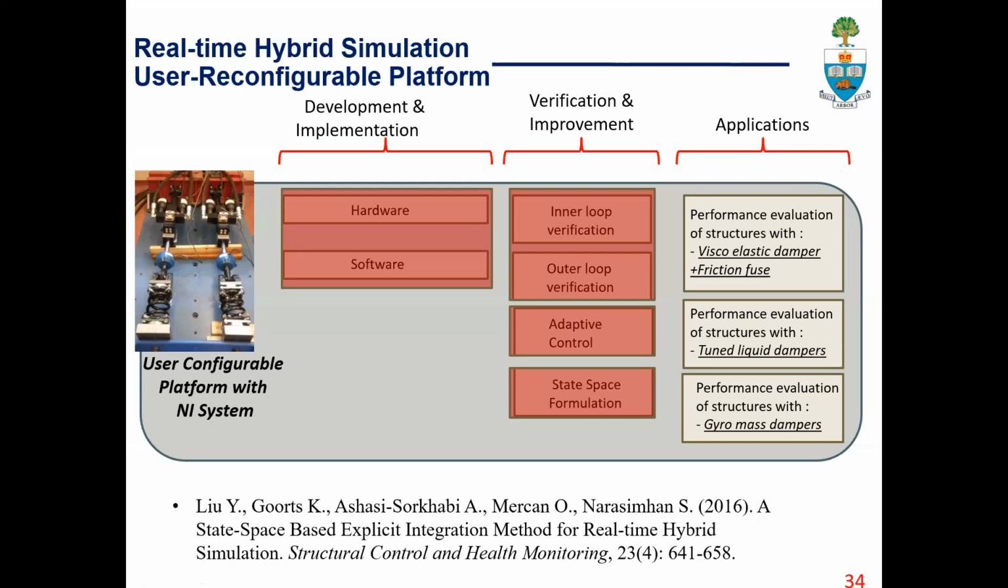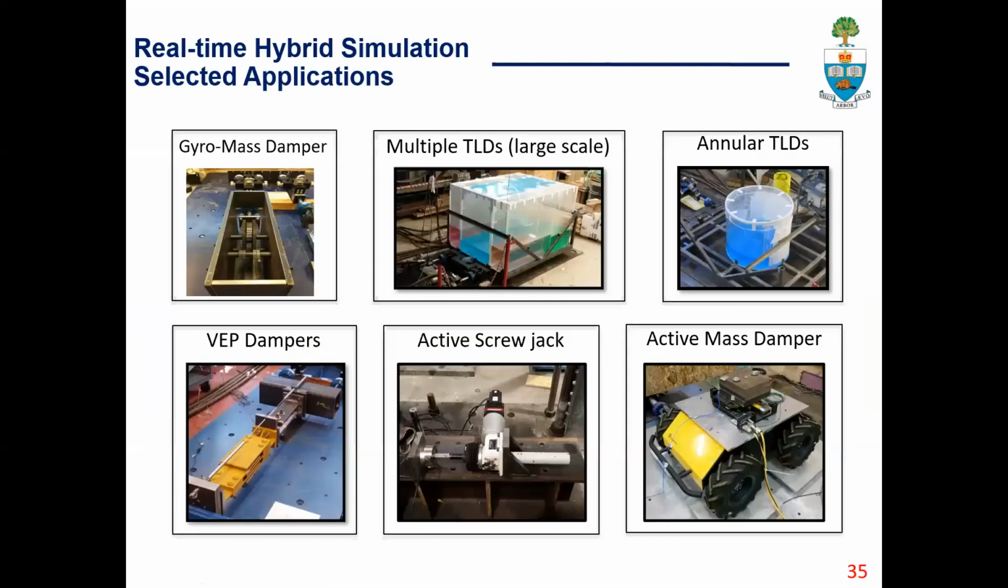So with that, I can now talk a bit about some applications. Over the years, we have used real-time hybrid simulation to study different vibration mitigation devices. Some of them were passive devices. The first one here is called gyro mass damper. This device is based on one of my previous PhD students' work.